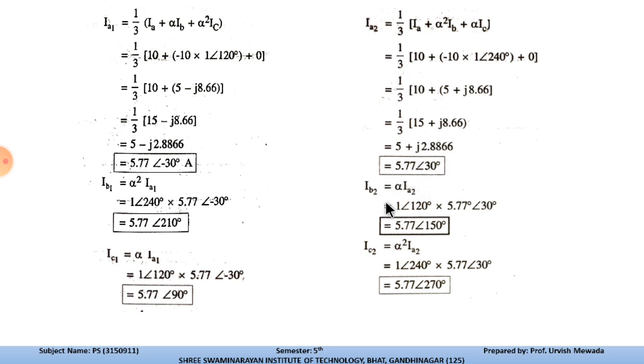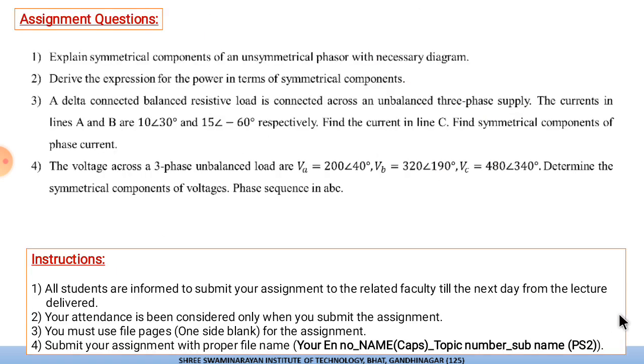Now IB2, that is alpha into IA2. So alpha is 1 at angle 120, and IA2 that we have derived over here is 5.77 at angle 30. After solving this, we will have IB2 equal to 5.77 at angle 150 degree, and IC2 is equal to alpha square into IA2, where alpha square is 1 at angle 240, and IA2 is 5.77 at angle 30. So IC2 is equal to 5.77 at angle 270 degree. So this is how we can solve the example related to the symmetrical components.